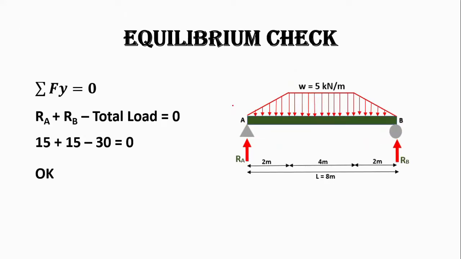Let's perform an equilibrium check. For that we will consider the second condition of equilibrium, that is sum of all the forces acting in vertical direction will be 0. RA and RB both are positive as they are acting in upward direction, and this total load is acting in downward direction, that is minus 30. So the sum of all these three is 0. It means our reactions are correct.